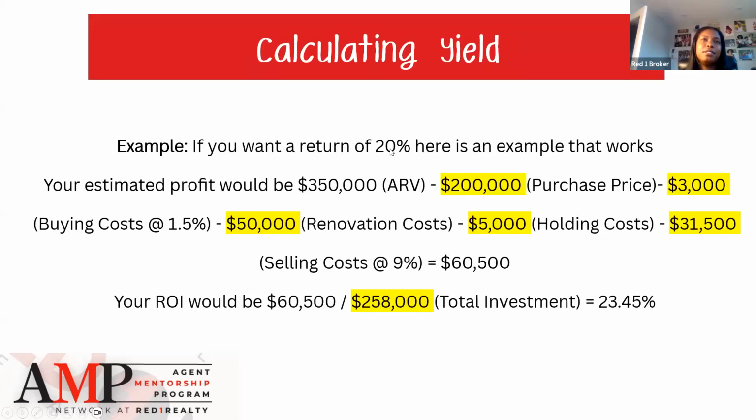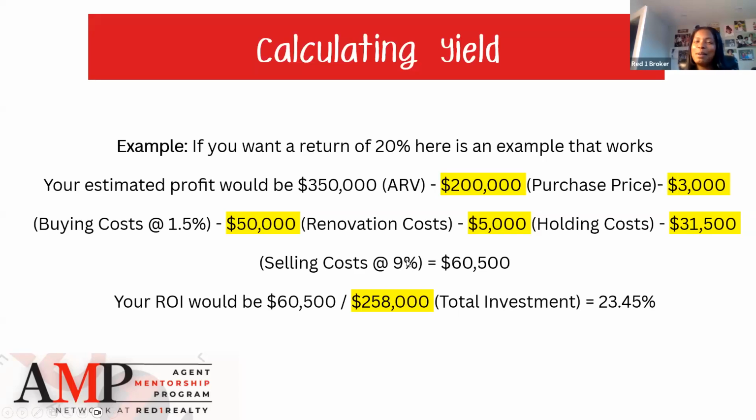So in this example, let's say your minimum return amount is 20%. You find a house, the ARV is 350,000. You buy the property for 200,000. What does ARV stand for, Maleeka? After repair value. Thank you. Your buying cost, estimating at 1.5%. Your renovation cost, estimating those at 50,000. Holding costs, so that's your taxes, your insurance, your interest during the time that you have the property, and utilities. Utilities, yes. And then selling costs, we usually estimate 9%.